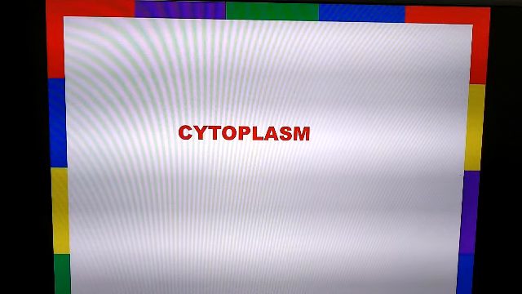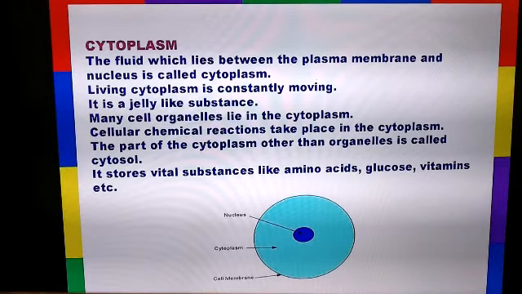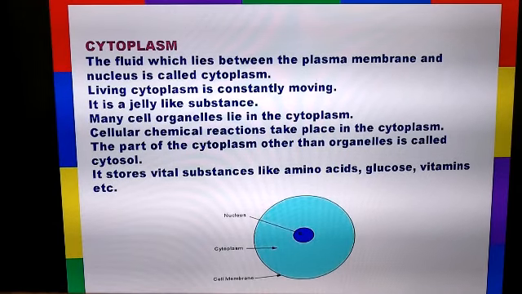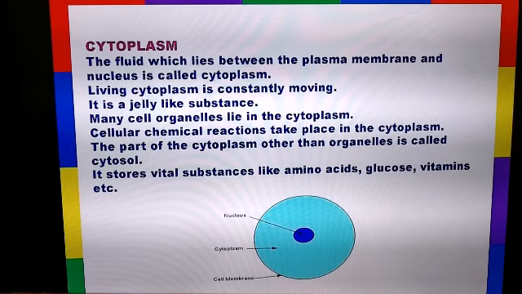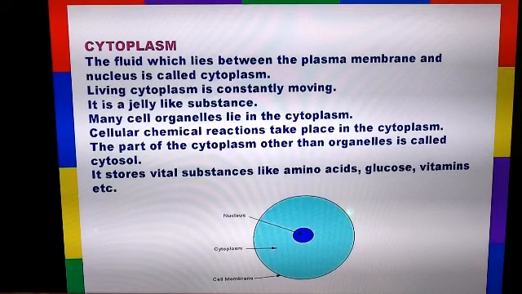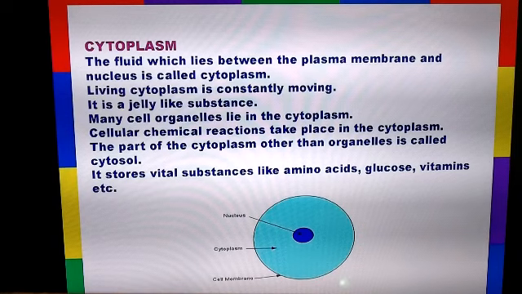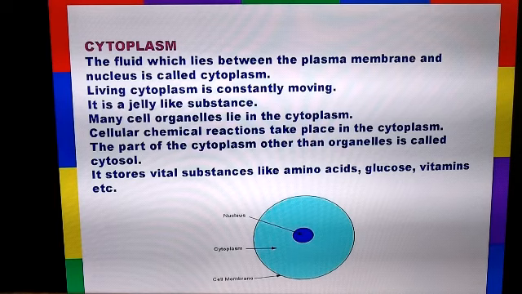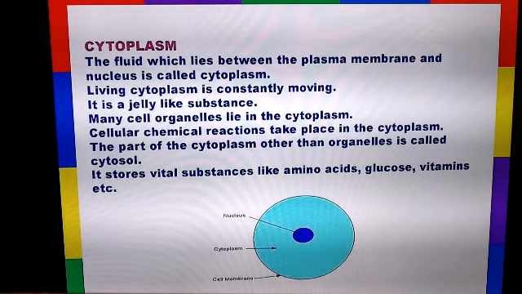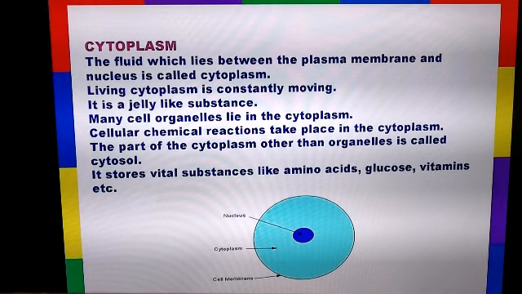The next important feature of any cell is the cytoplasm. Cytoplasm is the fluid content which lies between the plasma membrane and the nucleus. So this blue part is the nucleus of the cell, and this outer protective covering is the plasma membrane. So cytoplasm is present in the entire region between the nucleus and the plasma membrane of the cell. It is a living cytoplasm.